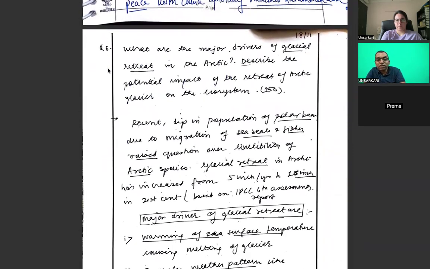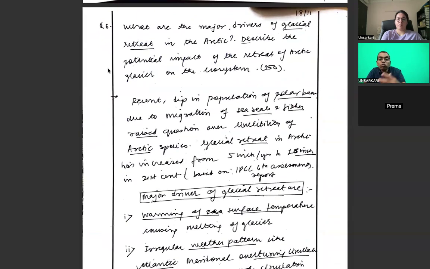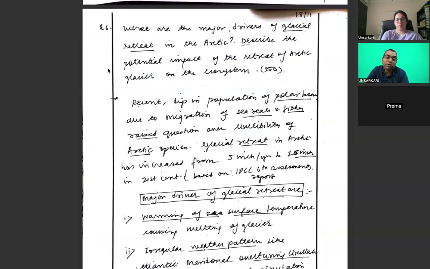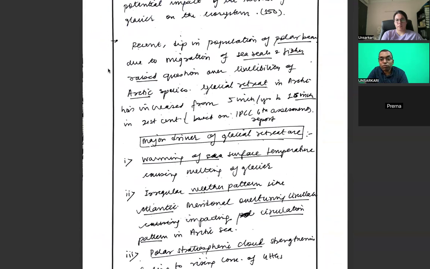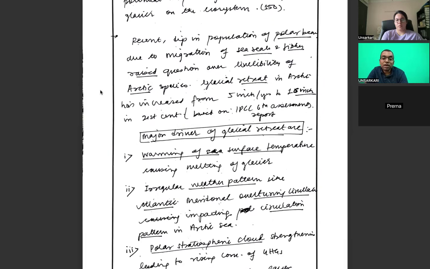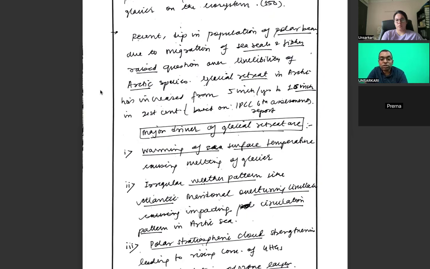What are the major drivers of the glacial retreat in the Arctic? Let's see set 2. What is set 2 talking about? The first set we have covered. Describe the pathogen. Recent dip in the population of polar bears due to migration of seabirds, seals, fishes raises questions about the livability of Arctic species. Cyclical retreat in the Arctic has increased from 5 inches per year to 16 inches in the 21st century. So again, a start, but the first question's start was more objective, though this is also fine. But let's see how the narrative is going.